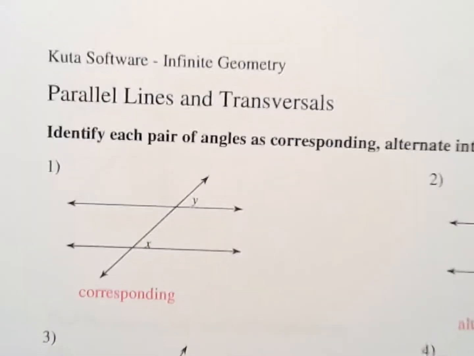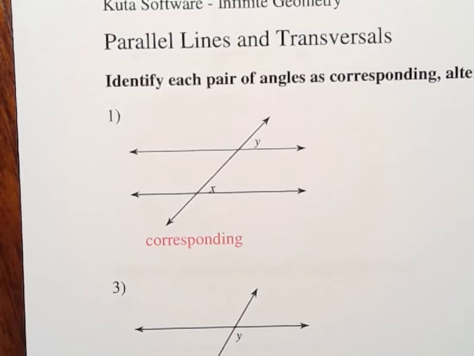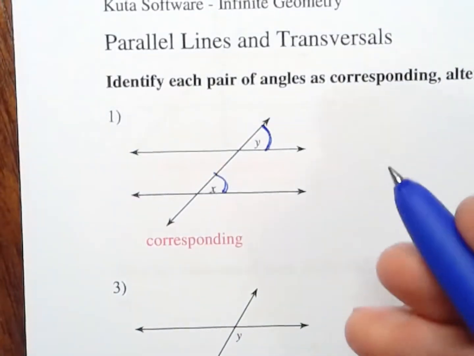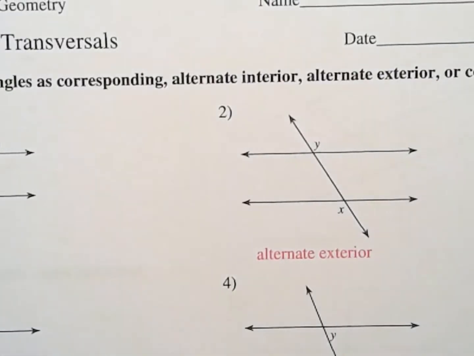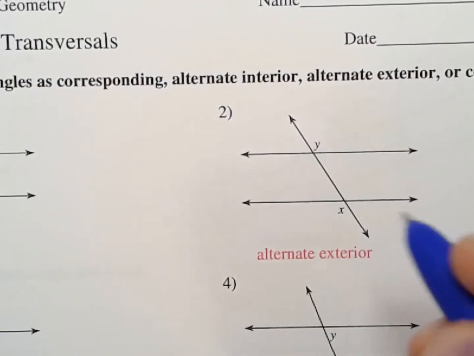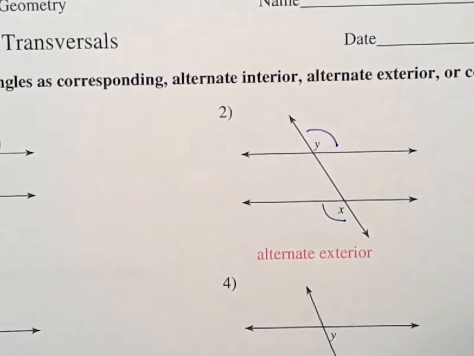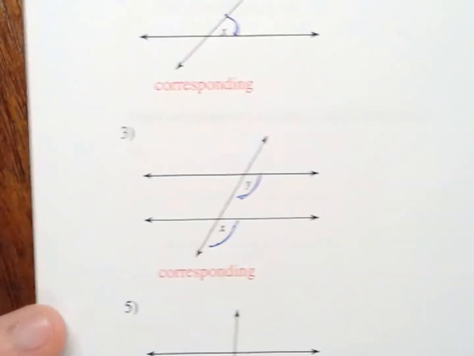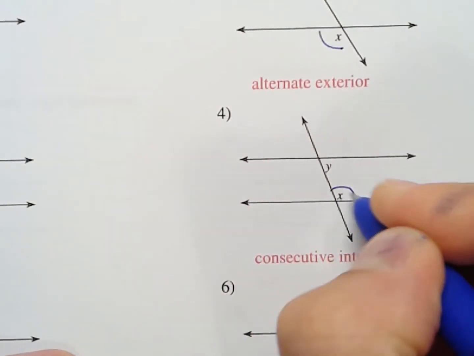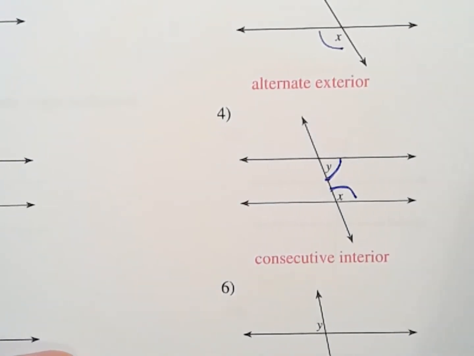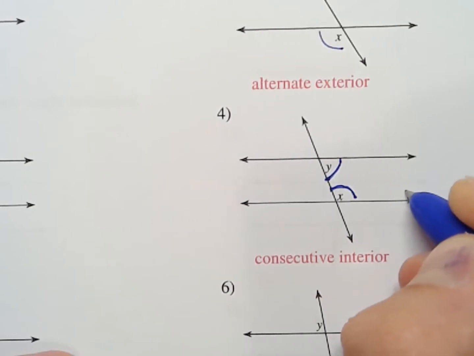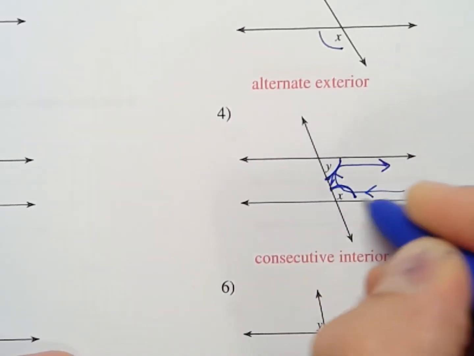In this case, these are corresponding. X and Y are corresponding because they're in the same position on both intersections. These are alternate exterior because they're outside of the parallel lines, and they're on alternate sides of the transversal. Here's another corresponding pair because they're in the same position on both. Consecutive interior because they're interior, but notice that they're not corresponding and they're not alternate, so they're on the same side, and you're going around like this, you hit one, you hit another, boom, boom, back out. So it's consecutive interior.